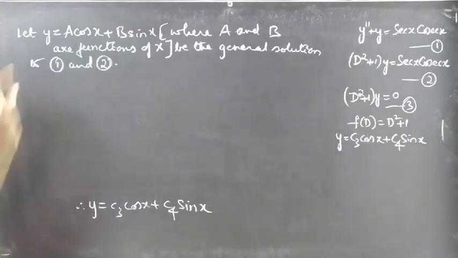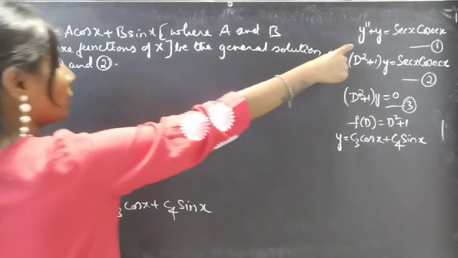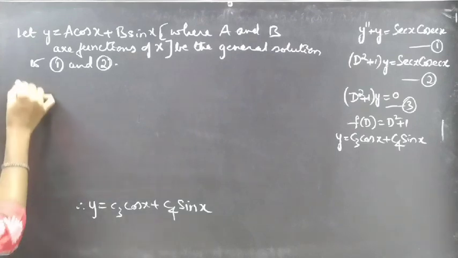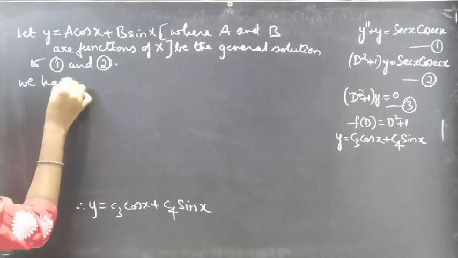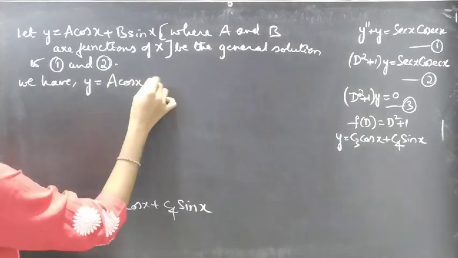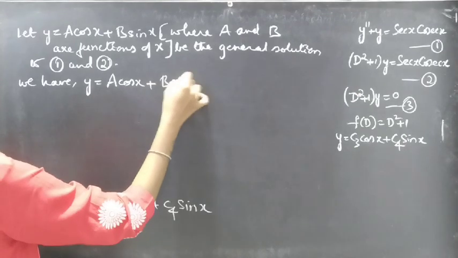Okay, we are saying that y equal to a cos x plus b sin x is the general solution to equation 1 and 2. So it is a solution to 1 and 2, right? So we can say that it satisfies equation 1. Okay, now let's find y double dash and substitute y double dash in equation 1. Okay, we have y equal to a cos x plus b sin x.